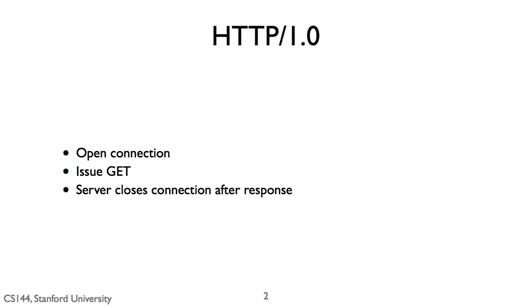HTTP is a basic request-response protocol. HTTP 1.0 is very simple. A client wanting to request a document opens a connection. It sends a GET request. The server responds with the status code, such as 200 OK, the document, and closes the connection once the response is complete. If the client wants to request a second document, it must open a second connection.